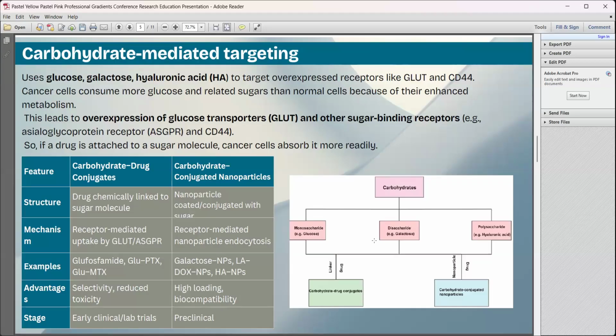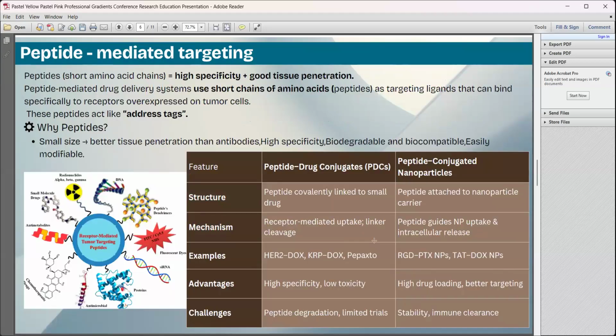Yes, ma'am. Next is peptide mediated targeting. Peptide mediated targeting uses small specific peptide ligands to deliver drug directly to the cancer cells.